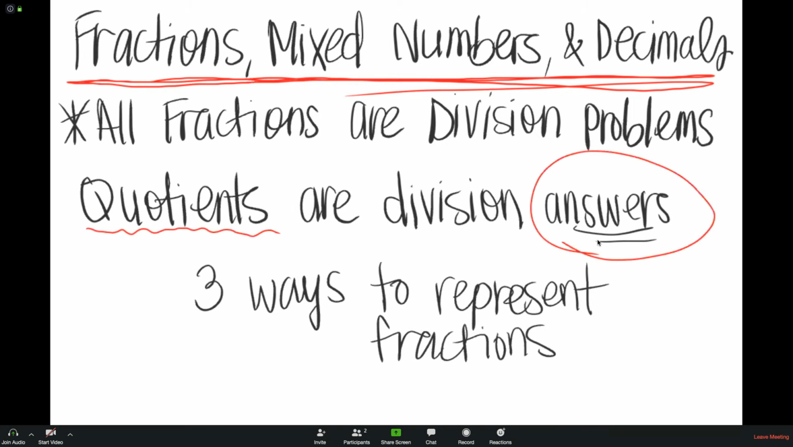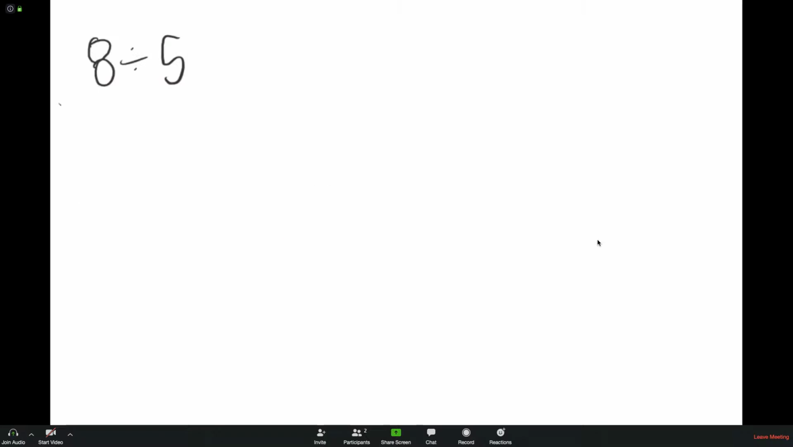Okay, and there's three ways to represent fractions. So it's a division problem, a fraction or a mixed number, and also decimal form. So today our goal is that we are going to figure out how to get a division problem and represent it in these three ways. Okay, so I'm going to shift over and start on the first problem. The first problem I have for you is 8 divided by 5.